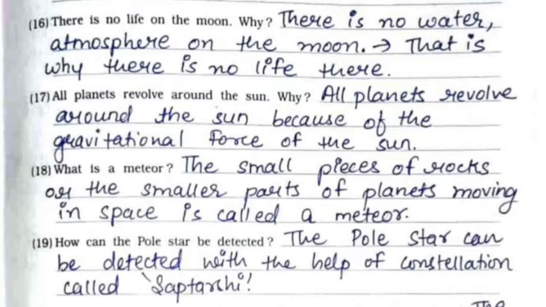17th, all planets revolve around the sun. Why? All planets revolve around the sun because of the gravitational force of the sun. 18th, what is a meteor? The small pieces of rocks or the smaller parts of the planets moving in space is called a meteor.